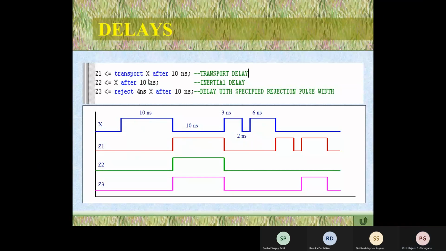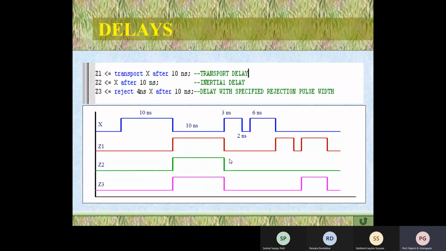What about the inertial delay? Z2. There is no keyword. The default is, if you don't write anything here, it will be treated as an inertial delay. So Z2 is assigned X after 10 nanoseconds. That's fine. But then where is this other pulse, this other part of the waveform? Where is it gone? It will not be taken into consideration because it is less than 10 nanoseconds.